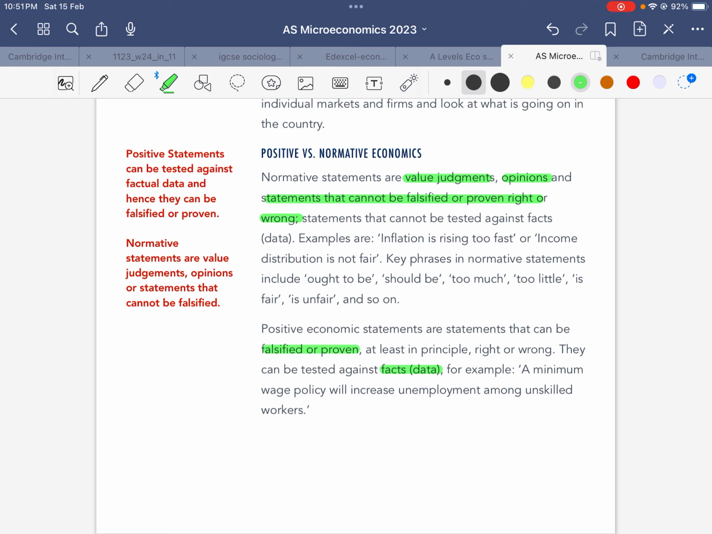If you say you think this, then yes, you think this. I cannot prove that you are wrong, and I should not have any need to prove you wrong. Example, inflation is rising too fast. It's subjective. Too fast for you can be different.